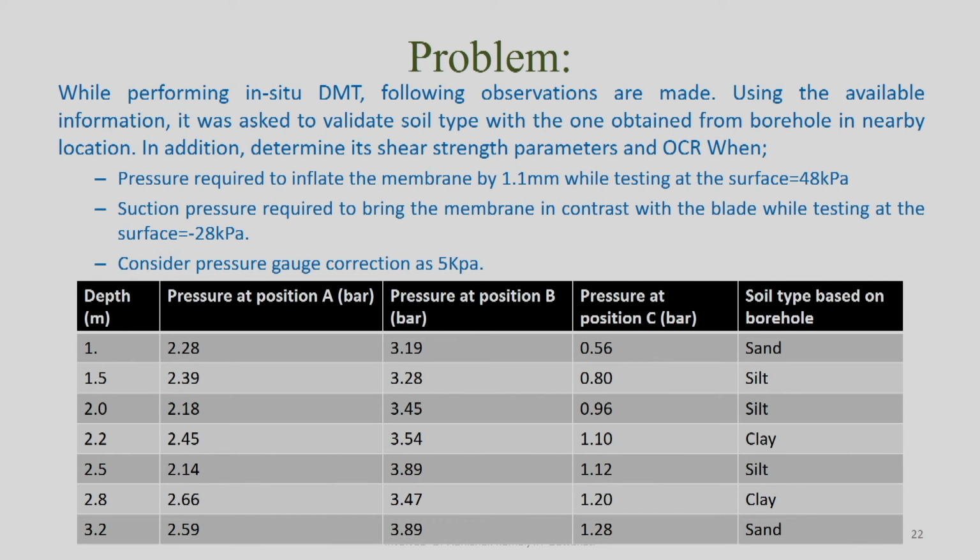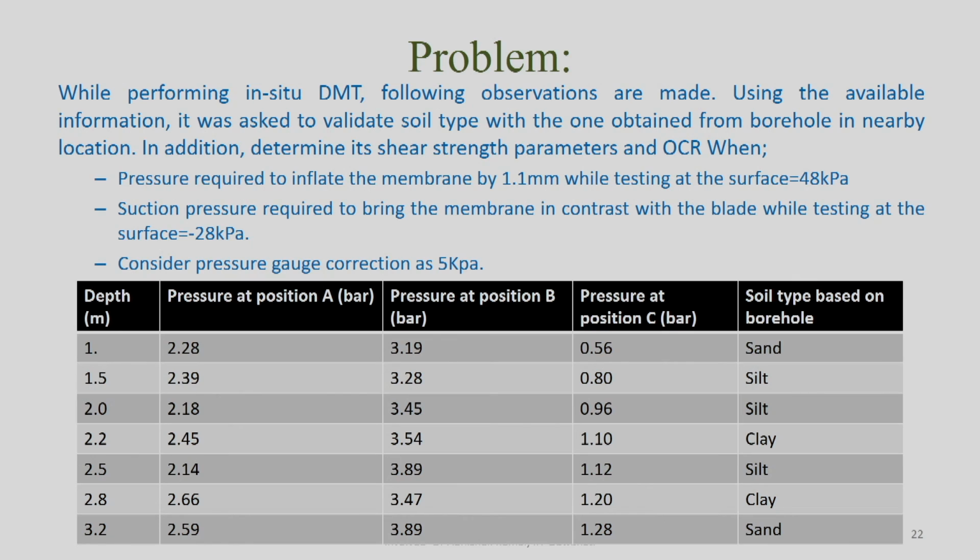Okay, so we discussed how you do the test and what the different field measurements are. Now we will solve a numerical problem also here. The problem is: while performing an in-situ dilatometer test, or DMT, the following observations are made. Using the available information, it was asked to validate the soil type with the one obtained.